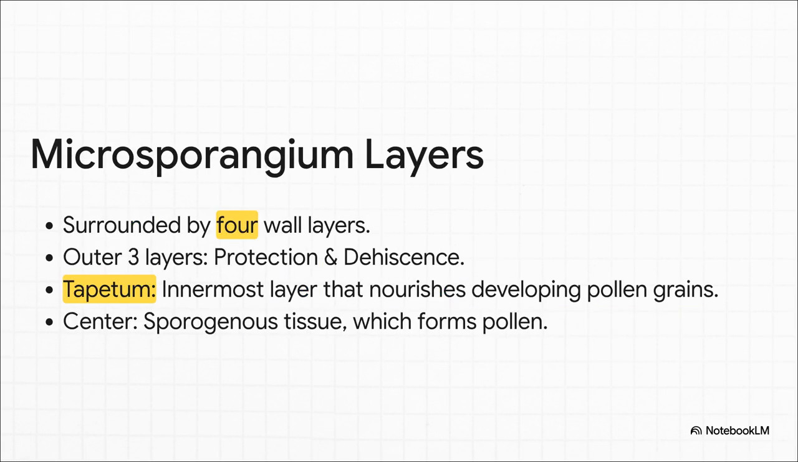All right, now let's peek inside one of these microsporangia. You'll see it's really well protected by four distinct wall layers. The outer three, the epidermis, endothecium, and the middle layers, you can think of them like a protective shell. They not only guard what's inside, but they also help the anther to split open, a process called dehiscence, to let the pollen out. But it's this innermost layer, the tapetum, that's really special. Its job is to nourish the developing pollen grains. It's like a nursery providing all the food they need. And right at the center of all this, you have the sporogenous tissue. This is the starting material, the stuff that will become pollen.